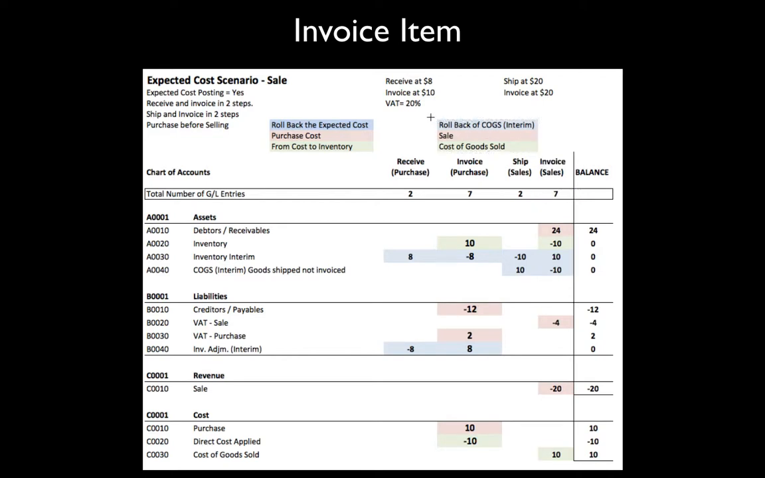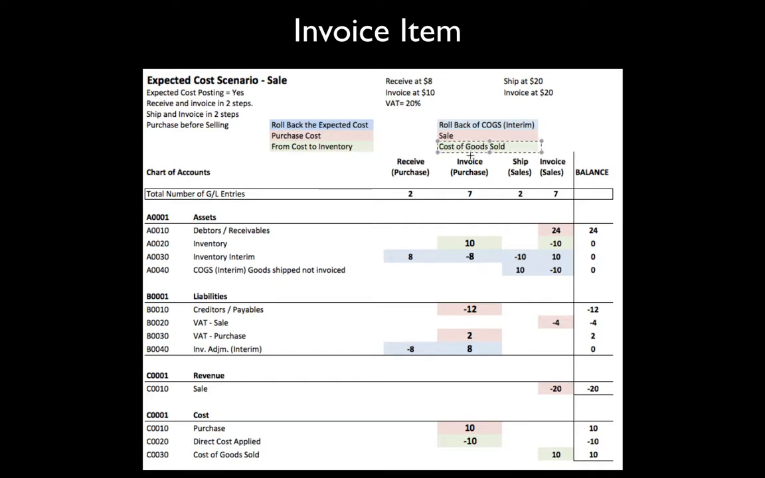So if we look at the first one, the rollback of cost of goods sold interim. Basically these 2 entries down here neutralize or cancel out what we did when we shipped the items, because now we know the real cost, so we don't have to book it like this. So we need to roll that back.